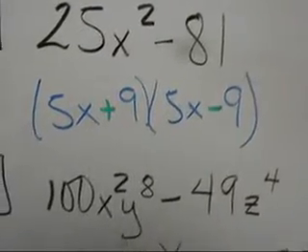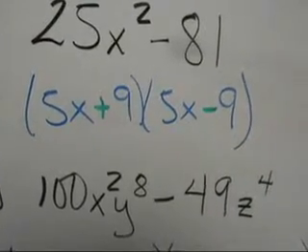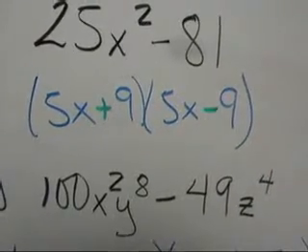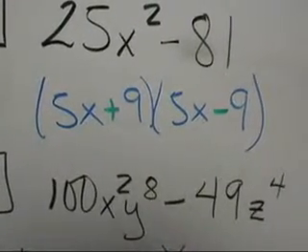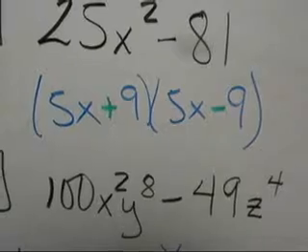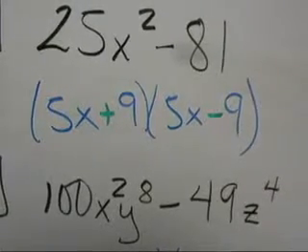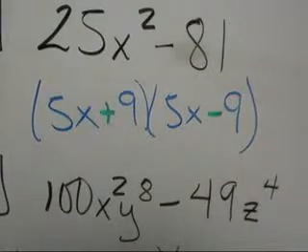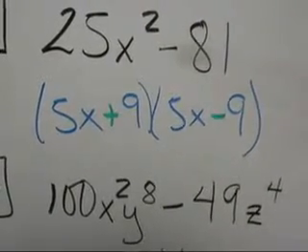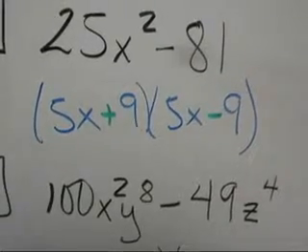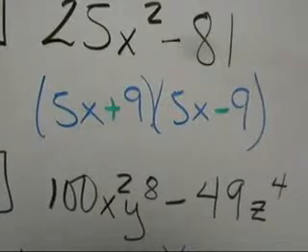All right, let's look at our third example. 100x squared y to the 8th minus 49z to the 4th. Are 100 and 49 both perfect squares? Yes. On your variable terms, are all of your exponents even numbers? Yes. So are both of your terms perfect squares? Yes. And finally, is it a subtraction problem? Yes. So this is an example of difference of squares.